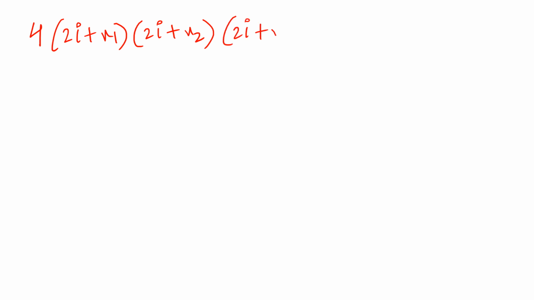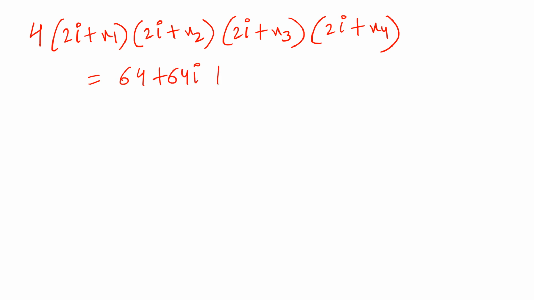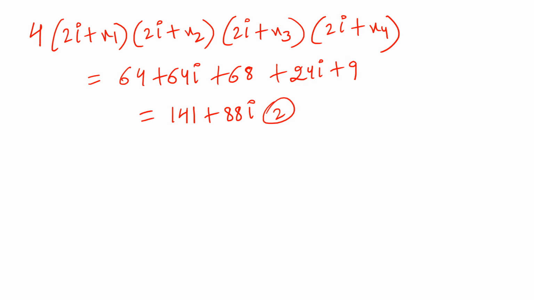Now students, if on the left hand side of the equation I take out the minus sign common from every bracket, then I will be getting 4(2i + x1)(2i + x2)(2i + x3)(2i + x4), and on the right hand side I will be getting 64 + 64i + 68 + 24i + 9, and this comes out to be 141 + 88i. Now I am calling this equation number 2, right?